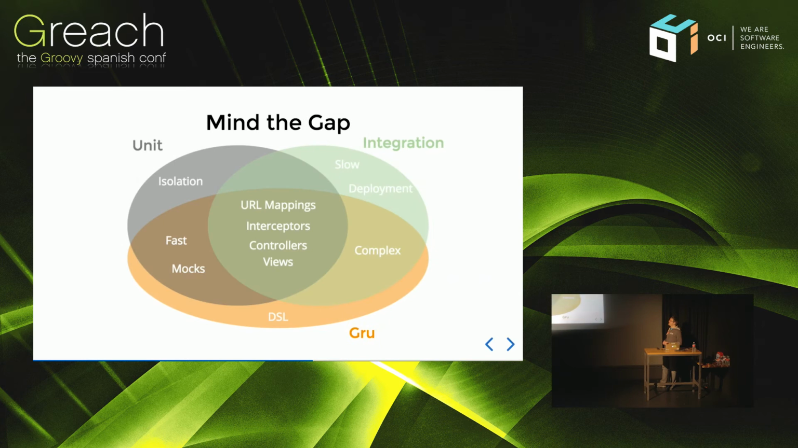So if we take a look at the current state in Grails, basically you have unit tests and integration tests. Unit tests are great because they run in isolation, they are really fast, you can use mocks for any service you want. And there are traits for, I don't know, URL mappings, interceptors, controllers, views, whatever you want, I guess. Because Grails goes really deep in testing, whatever is possible to write in Grails, you can test it. On the other hand, you have integration tests.